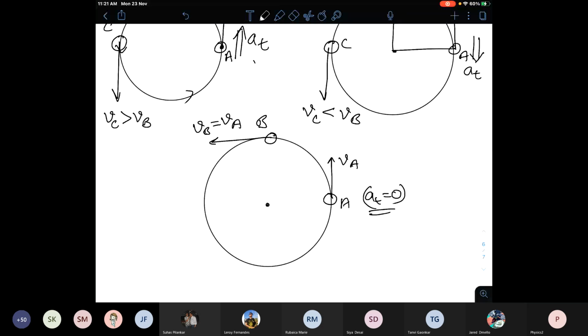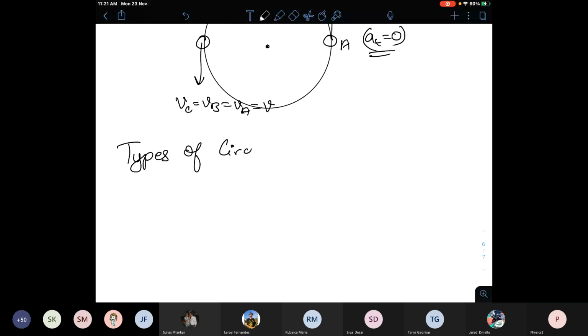ठीक है, so this creates two types of circular motions. If it reaches point C, again you can say that vc is equal to vb is equal to va, so you can just replace it with v. So all the points are having the same velocity v. This tangential acceleration creates two types of circular motion. Types you can write now, types of circular motion.